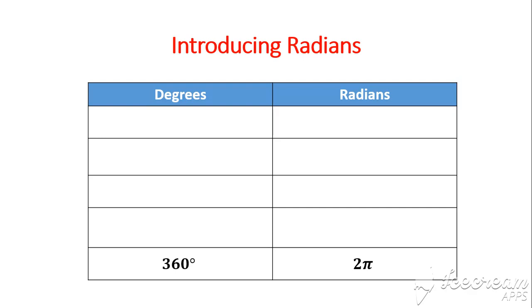Right, some common radian degree conversions you should know off by heart. 360 is equivalent to 2 pi radians. So 180 degrees is 1 pi. 90 degrees is pi over 2, and 270 degrees is equivalent to 3 pi over 2. Also, don't forget that 0 degrees is 0 radians.